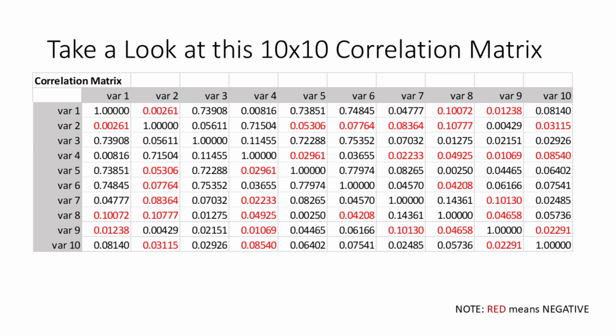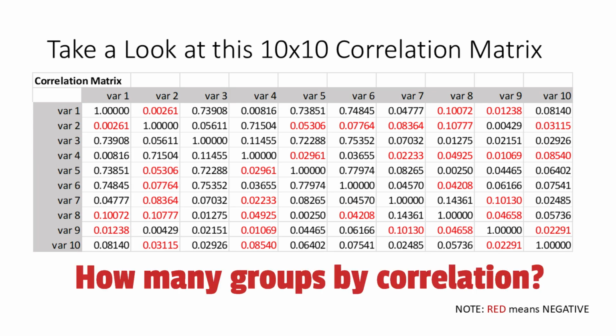Take a look at this correlation matrix. Can you tell which variables are correlated with each other and group them accordingly? How many groups do you think there are?